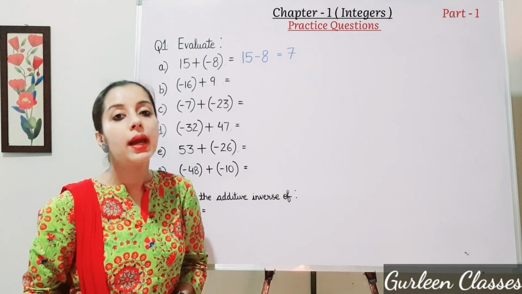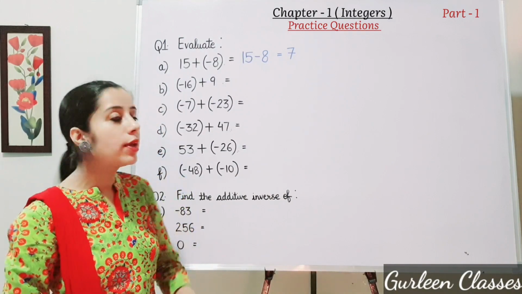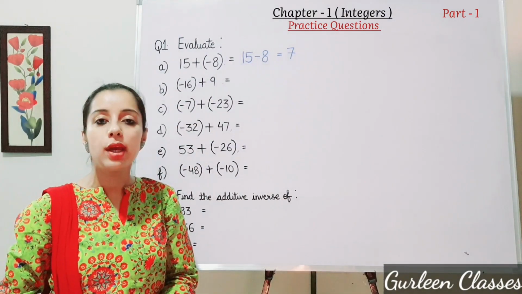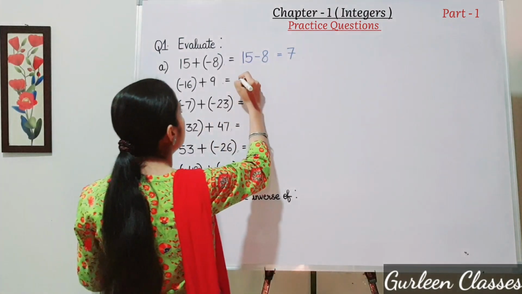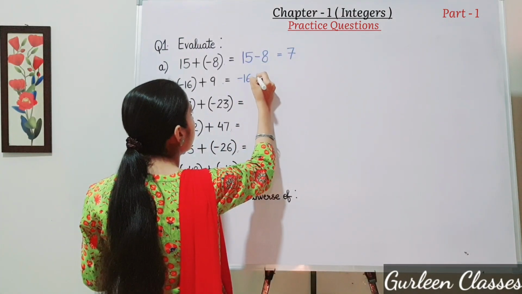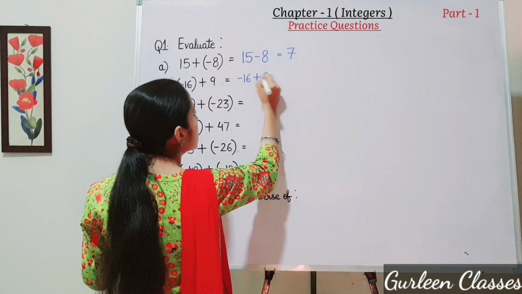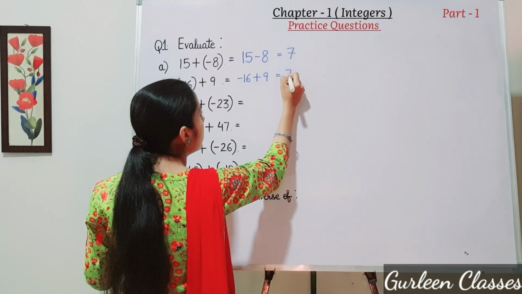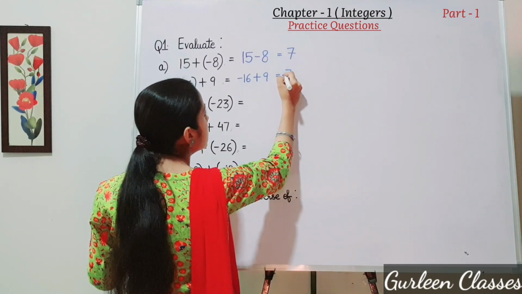B) minus 16 plus 9. Minus plus will be minus. As you have the greater number 16, the sign will be minus. So right here, minus 16 plus 9. 16 minus 9, 7. And it will be minus 7.